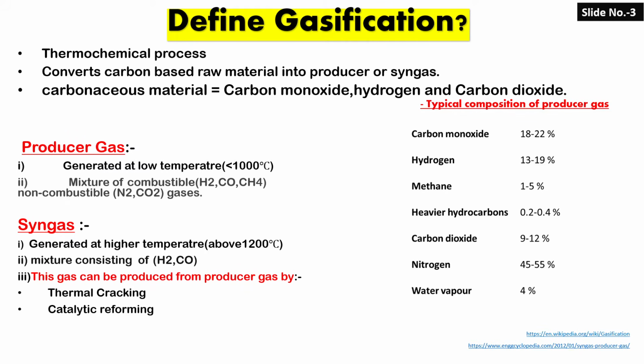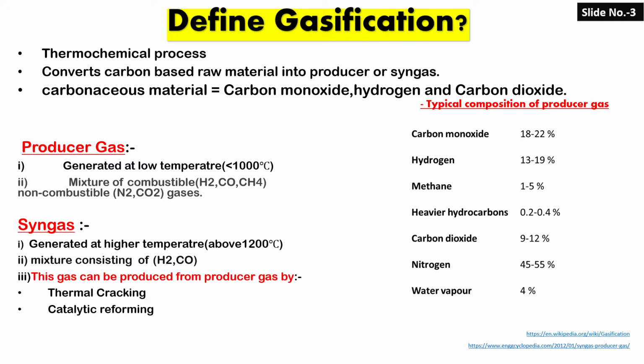What is the difference between producer gas and syngas? Producer gas is generated at low temperature. It is a mixture of combustible hydrogen, carbon monoxide, and methane, and also non-combustible gases like nitrogen and carbon dioxide.